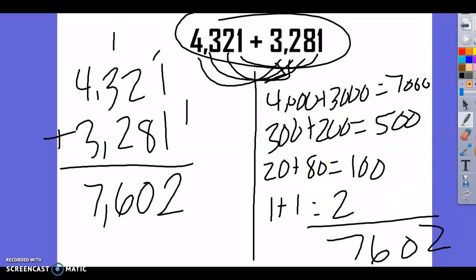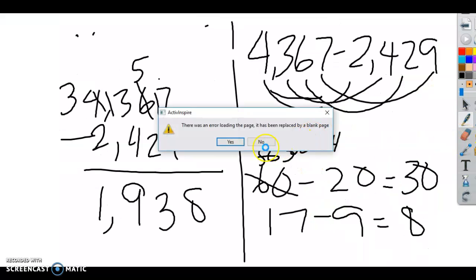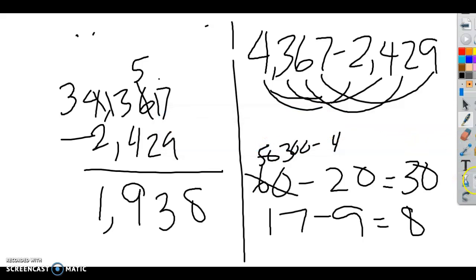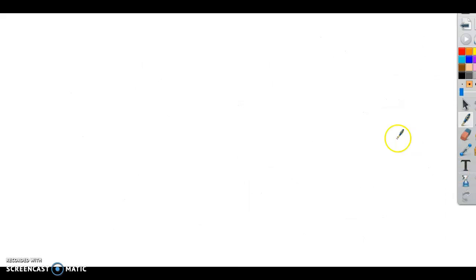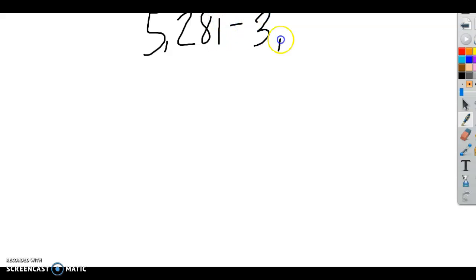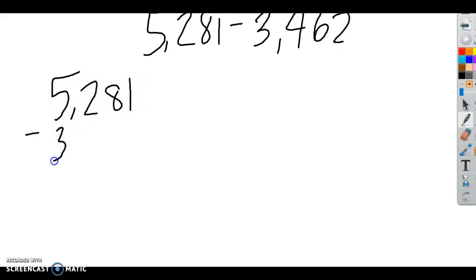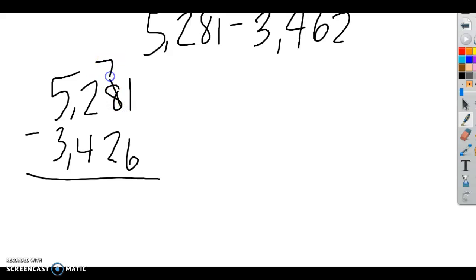All right, so now the next way we're going to do is by subtracting. Okay, so we're going to be subtracting to solve these problems. So we're going to subtract 5,281 minus 3,462. So one way is, again, vertically. So I'm going to set my numbers up, and then I'm going to solve it. Can I do 1 minus 6? No. 1's too small, so I'll go next door to my 8, make it a 7, and add a 1. So it's 11.